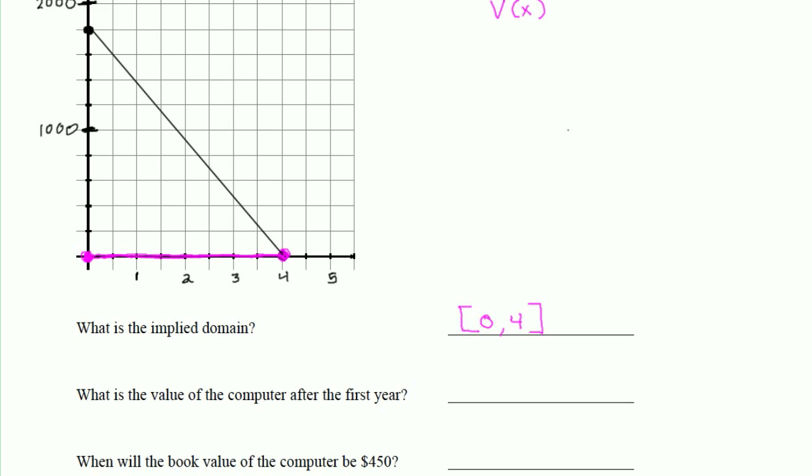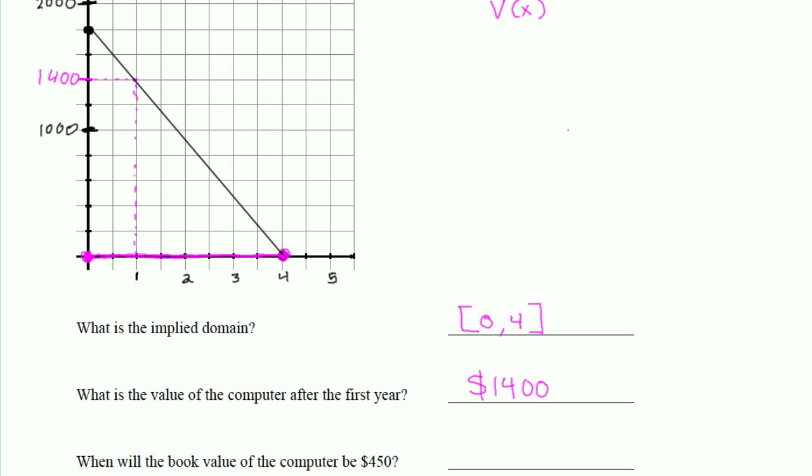What's the value of the computer after the first year? We could use the graph or the formula to estimate this. Since the graph is right here, it seems like it's easier, and this would be 1,400. So let's say $1,400.